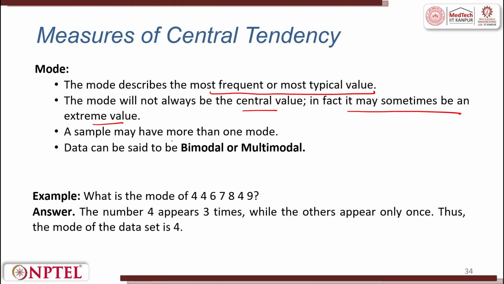A sample may have more than one mode. For example, there are 4 students of 5 feet 6 inches and 4 students of 5 feet 7 inches. Both are the largest values of repetition of the heights, so there is more than one mode. The data is said to be bimodal, and in this case it could be multimodal. For example, in the set 4, 4, 6, 7, 8, 4, 9, 4 is repeated 3 times while the others appear only once. Thus, the mode is 4.